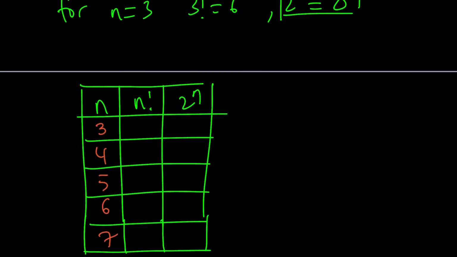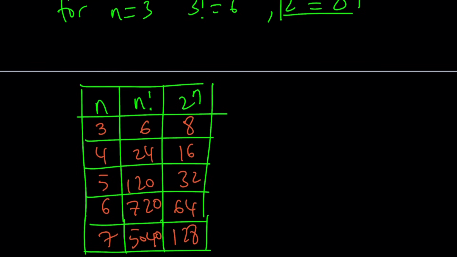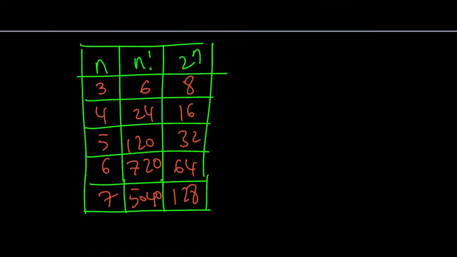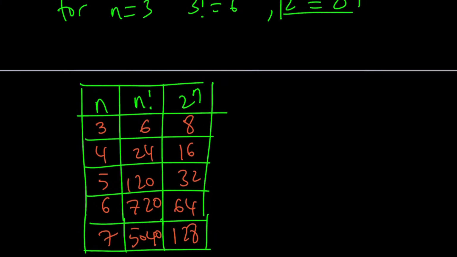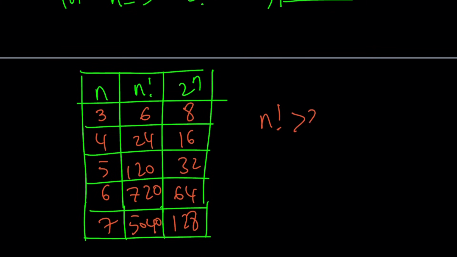For 3, we have 3 factorial, which is 6. We have 24, 120, 720, and 5040. As you can see, they get bigger and bigger. And for powers, we have 8, 16, 32, 64, and 128. Obviously, the factorial is going to grow faster, and you notice that in this case, n factorial is going to be greater than 2 to the power n.